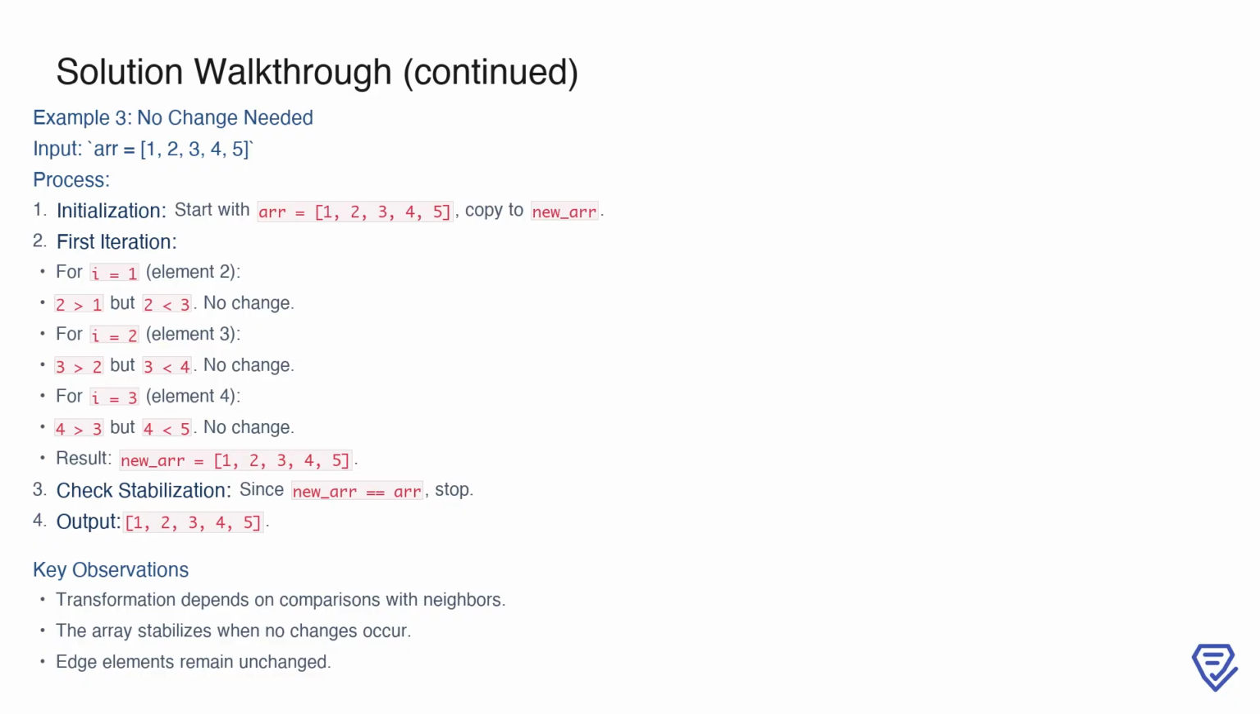The result of this iteration is 1, 2, 3, 4, 5, which is identical to the original array. Since no changes occur, the array is already stabilized, and the output is 1, 2, 3, 4, 5. This example demonstrates that an array already meeting the conditions will stabilize immediately without any transformations. Key takeaways from these examples are that the transformation is driven by comparisons with neighbors, the process halts when no changes occur, and the edge elements always remain unchanged.